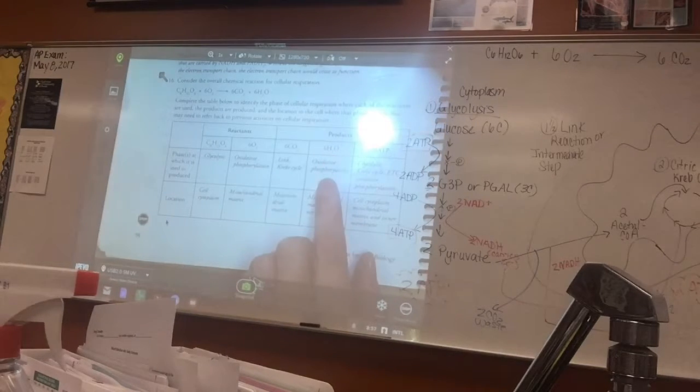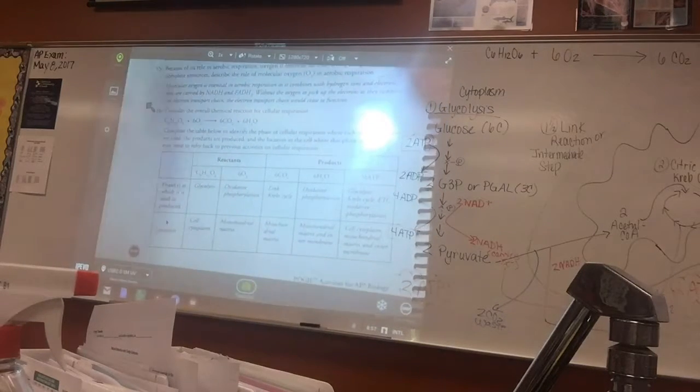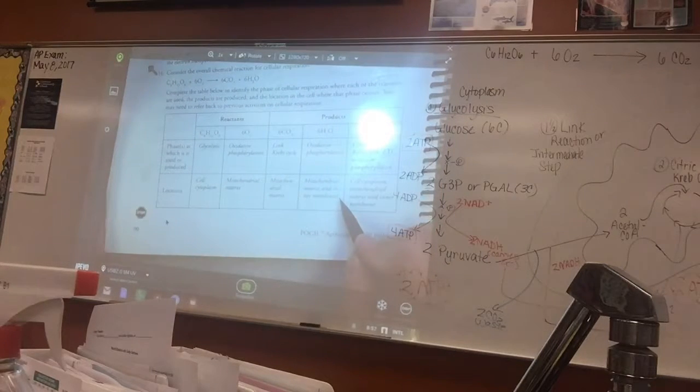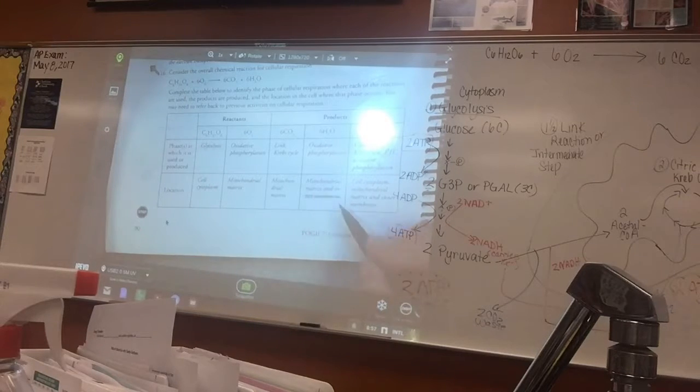Water is produced only in oxidative phosphorylation. And the water says mitochondrial matrix, in the inner membrane. But really, the inner membrane is not really part of the electron transport chain. So the water is actually produced, I would just say, more realistically in the matrix.